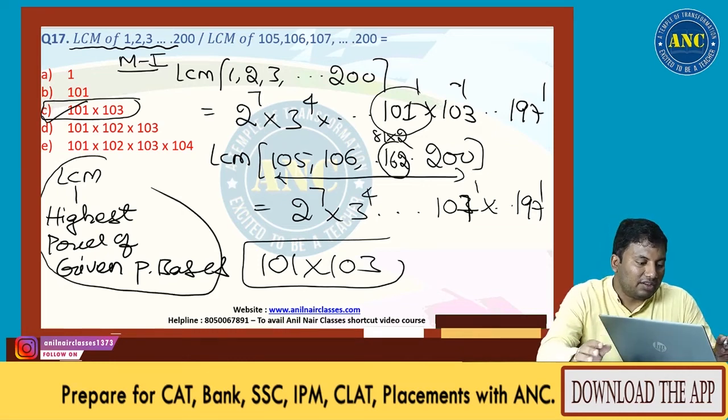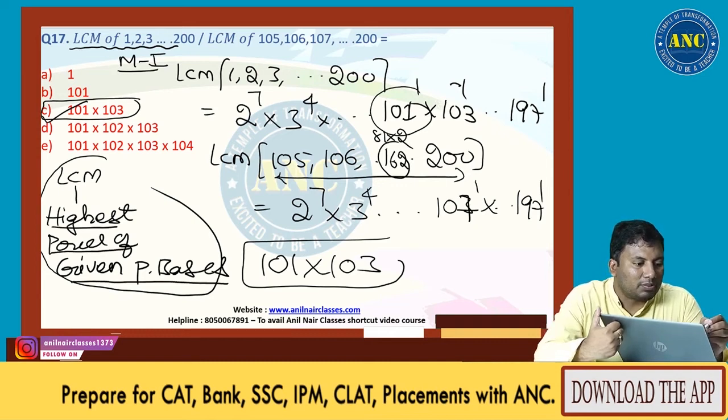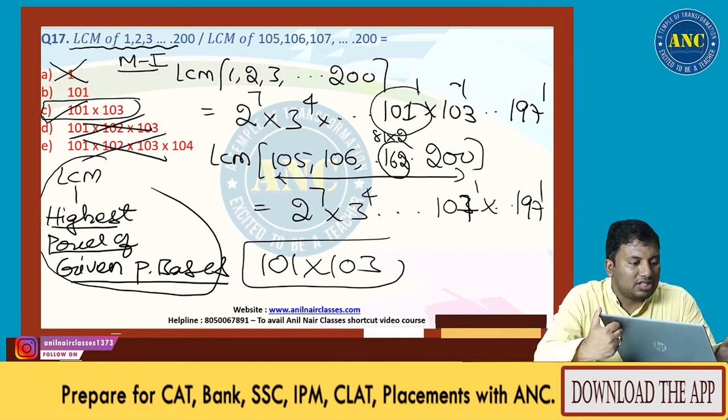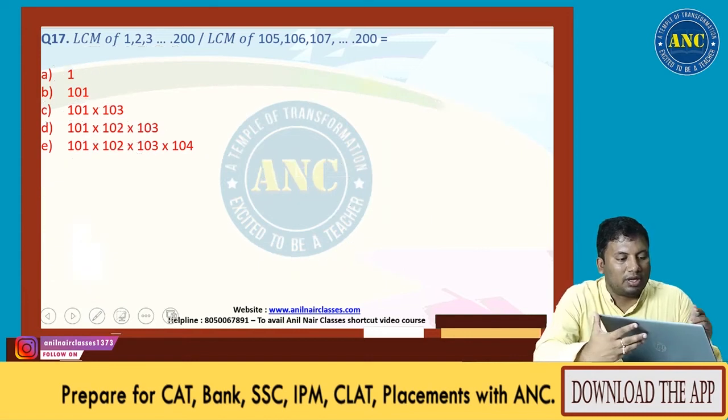Even by using the definition, you can simply eliminate the answer. LCM always takes the highest power of prime bases. It cannot be 1. 102 is a composite number, 104 is a composite number. So the answer could be one among these three, 101, 103. In fact, the first option is also eliminated. Don't do it like this, it's a very time consuming method.